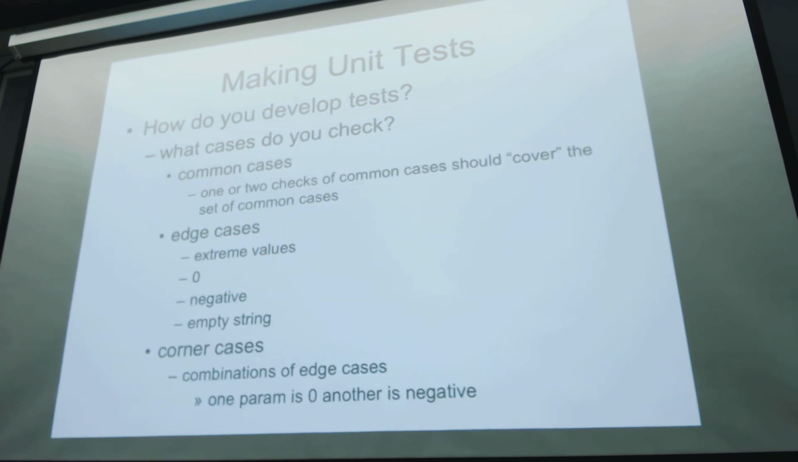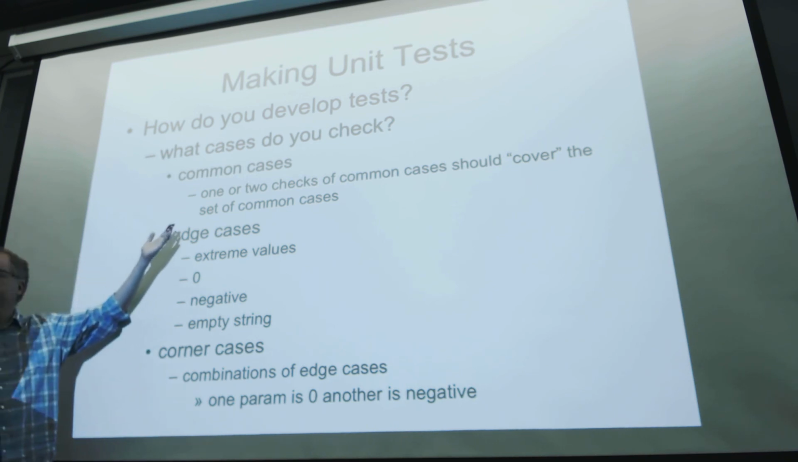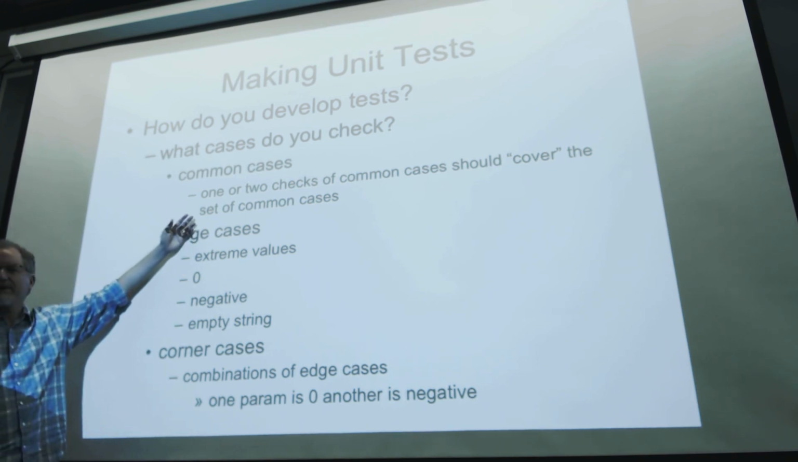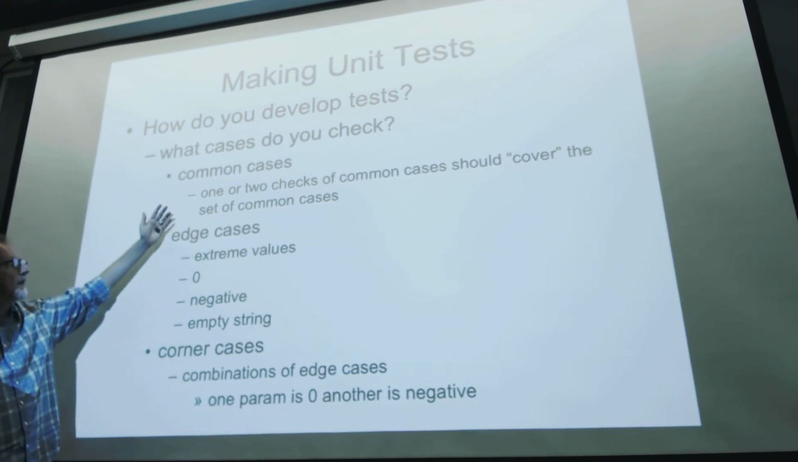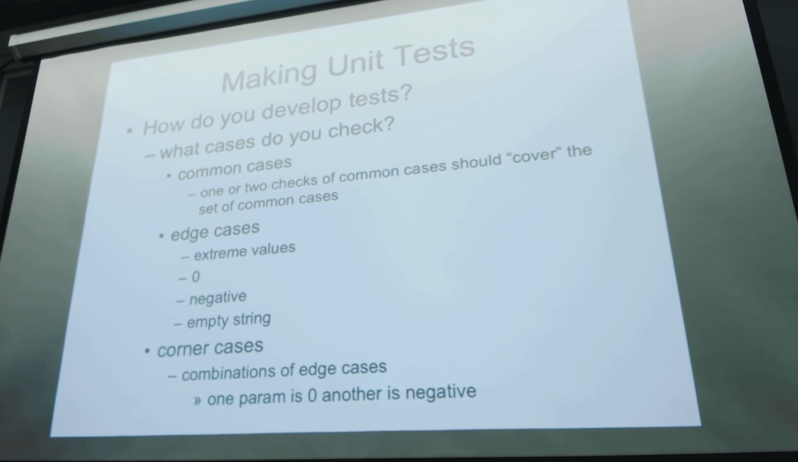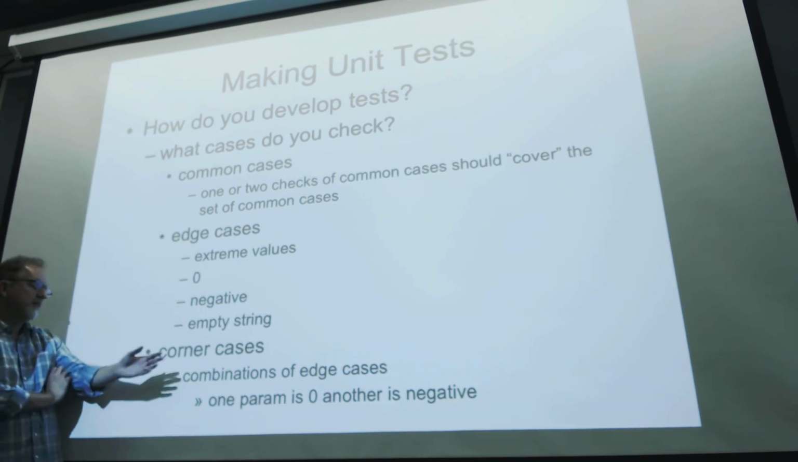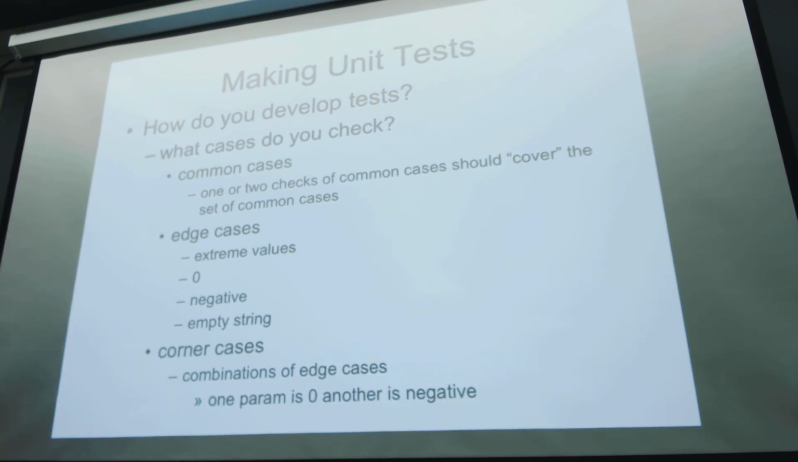And typically I think there are some common cases, the factorial 2, factorial 3 kind of thing. And once you get 2 or 3 of those down, I don't think you have to push it much more than that. Edge cases, sort of extreme values, maybe 0, negative, things that happen on the boundaries, empty string. And then, hard to think of these sometimes, corner cases where there's a combination of edge cases. So if you have something that takes in multiple parameters, you can try an edge case for one parameter and an edge case for another parameter, see if you get a corner out of it.